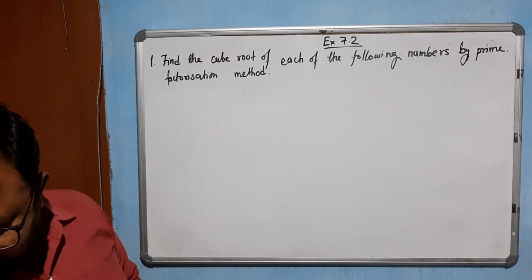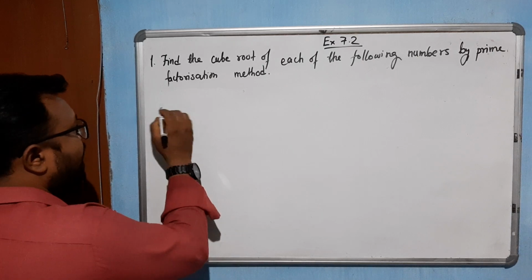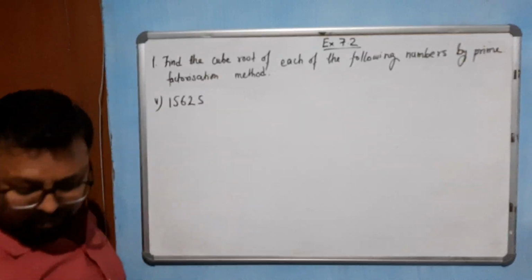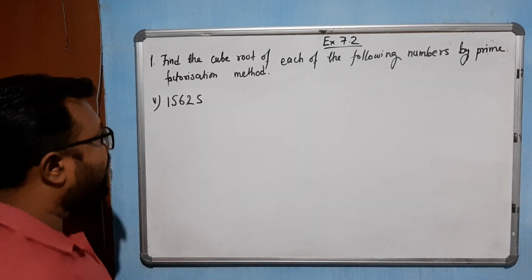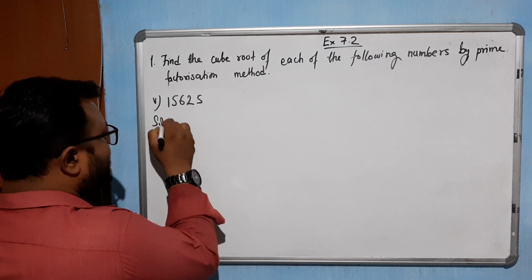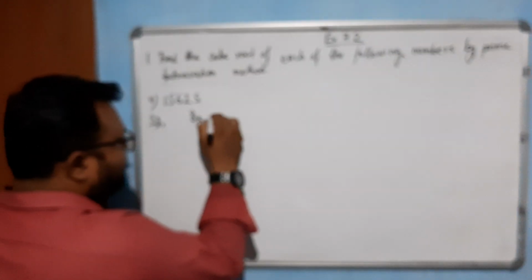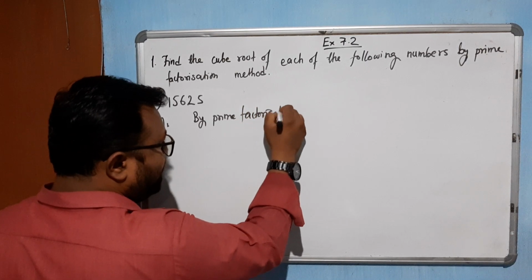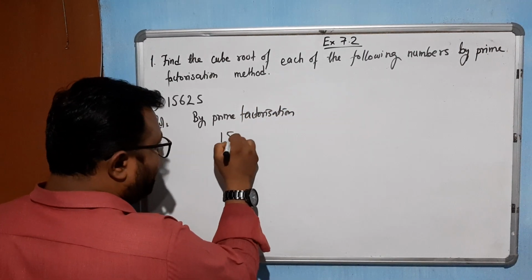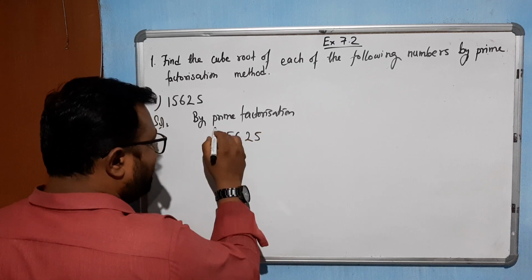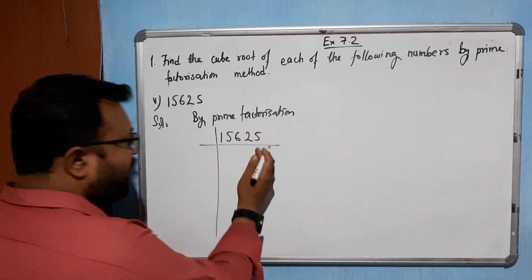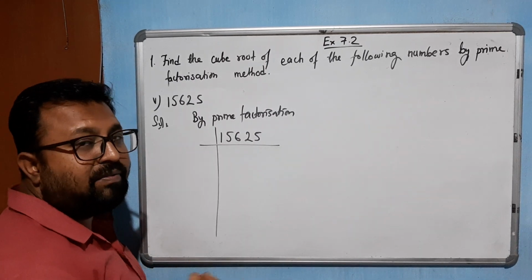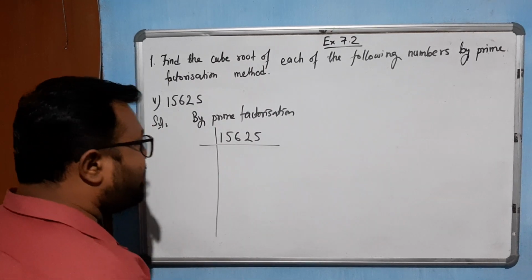This is 15625. Okay. See here. Here also again by prime factorization, 15625. See here the last digit is 5, so it is not divisible by 2, so we will try by 5. Let's try by 3. Next prime number 3. Let's see.